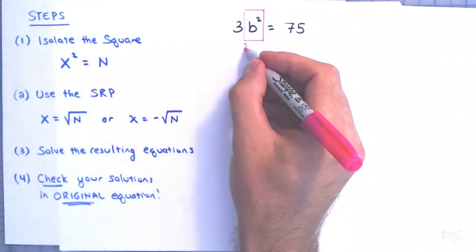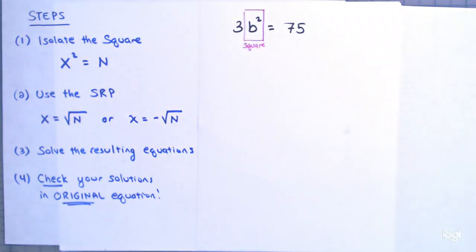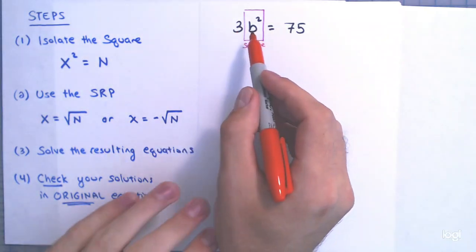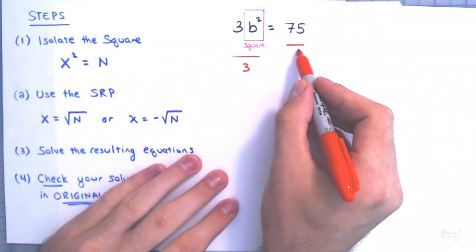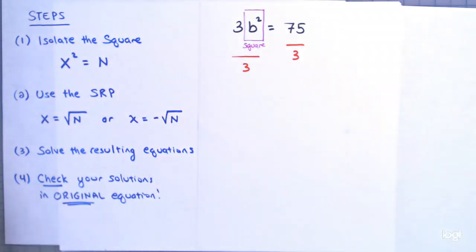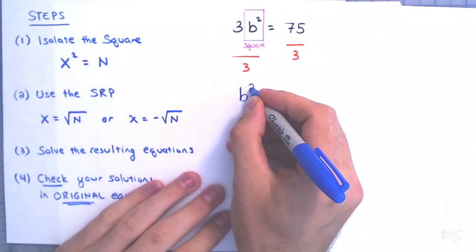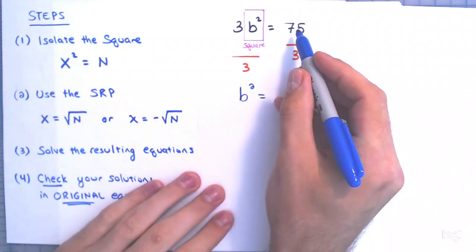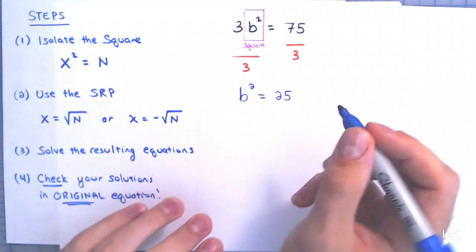So here again, here's the square. I want to isolate that. I want to get that by itself. Now it's multiplied by 3, so I would simply divide both sides by 3. And that leaves me with b squared on the left side equals, and then 75 divided by 3 is positive 25 on the right.